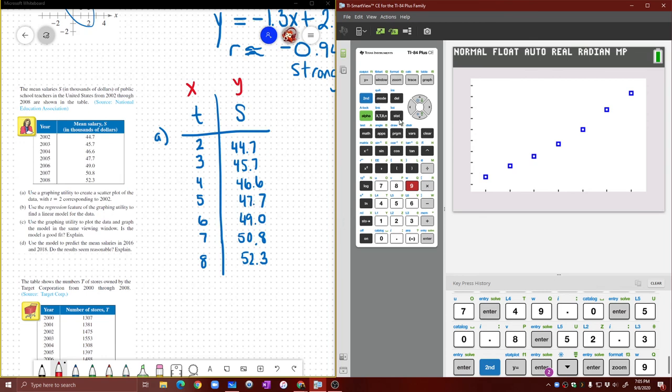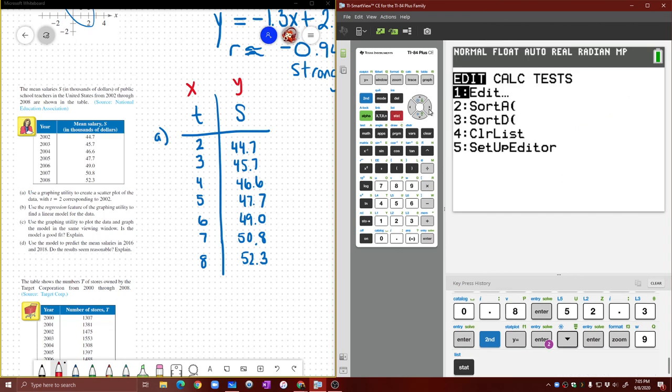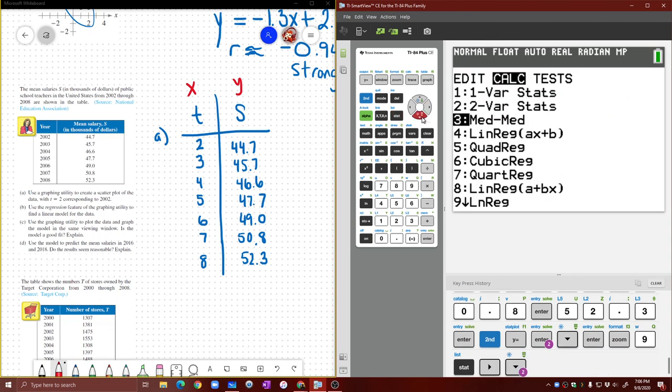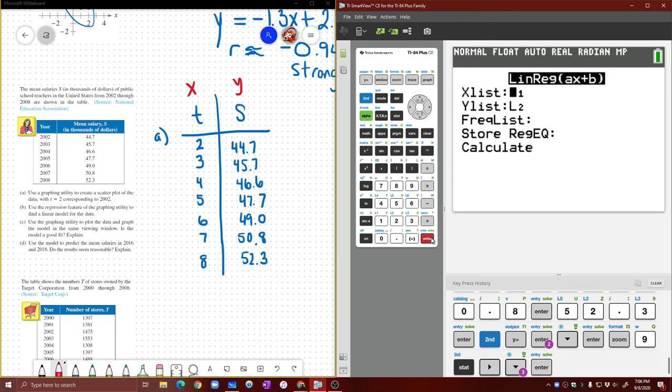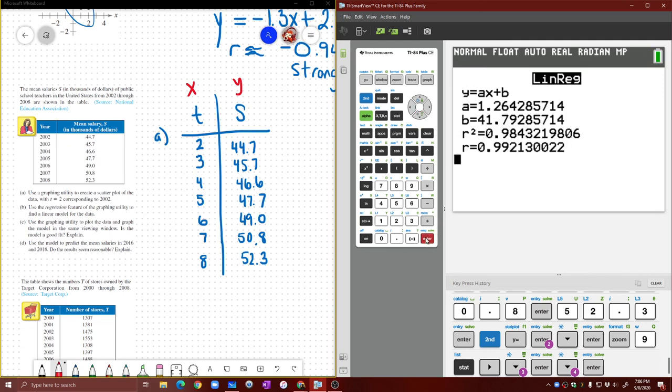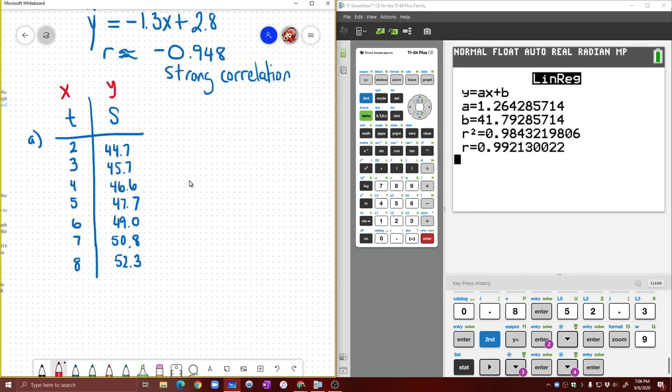Now let's go ahead and go stat, calc, and go to linear regression, L1, L2. I'm not going to graph the linear equation, and I'm going to get the information. Look at that R value, 0.992. Woo, that is very close to 1. So that is a super strong relationship, as anticipated. Okay, so for my part B, I'm going to write my regression line.